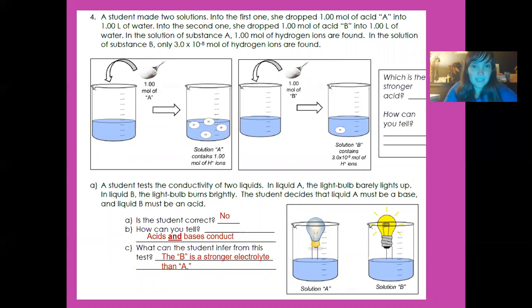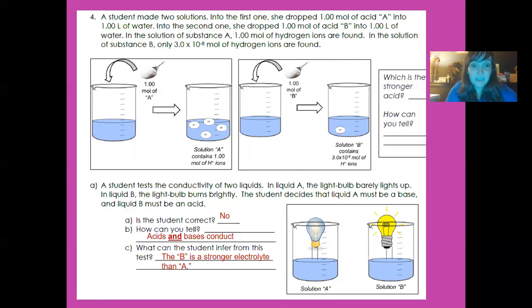And for this last one, number 5, that should say, not A, a student tests the conductivity of 2 liquids. In liquid A, the light bulb barely lights up. In liquid B, the light bulb burns brightly. The student decides that A must be a base and B is an acid. Common misunderstanding. People seem to remember that acids conduct, but they forget that bases do too. The reason that strong acids and strong bases are such great conductors is because they make so many ions.